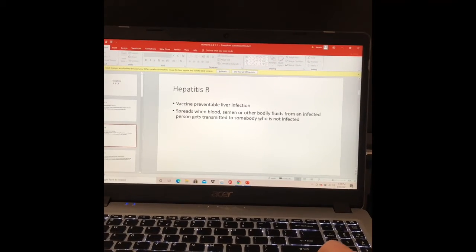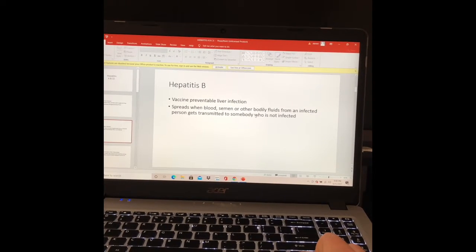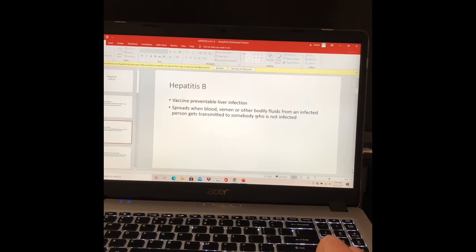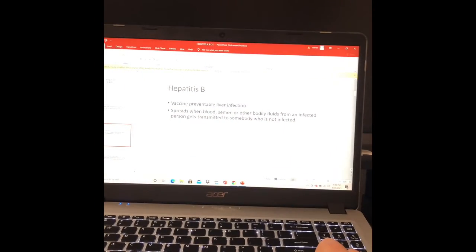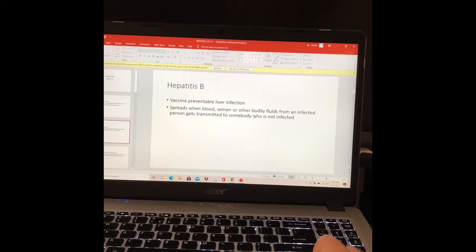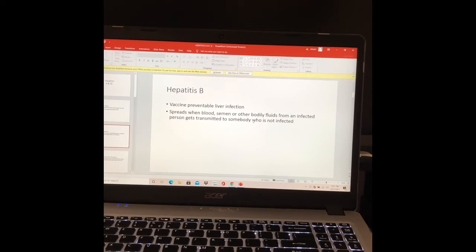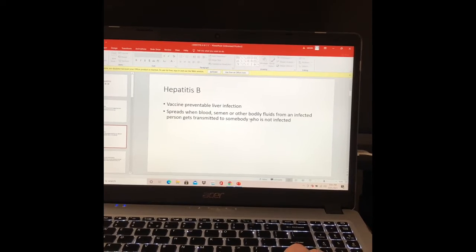So now we're going forward with hepatitis B. This is also a vaccine preventable liver infection. It spreads when blood, semen, or other bodily fluids from an infected person get transmitted to somebody who is not infected. It also has the same symptoms as hepatitis A.